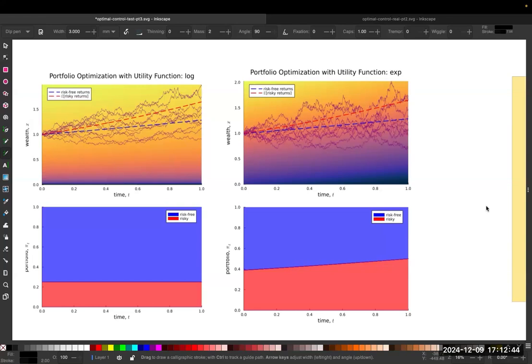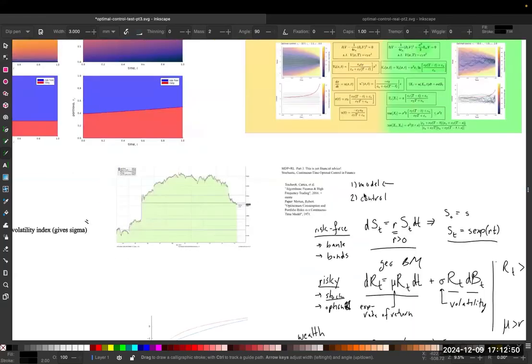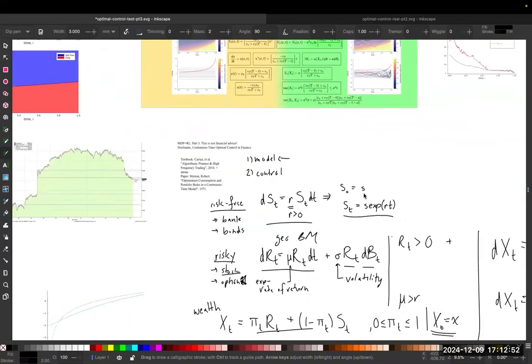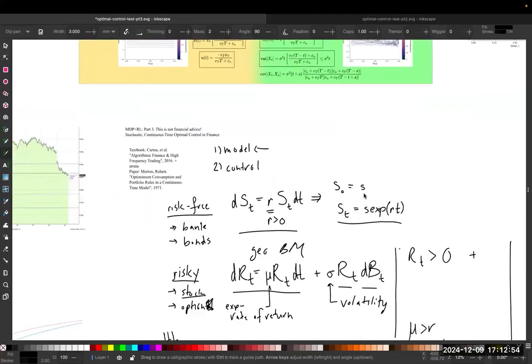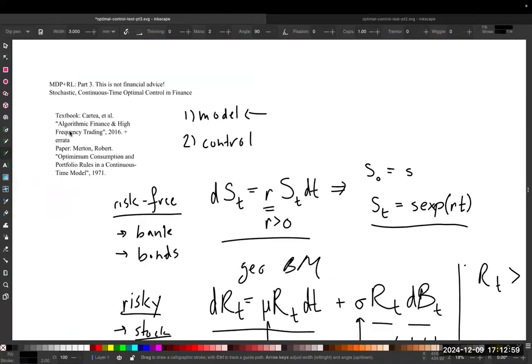I did include a book here, and it's been a pretty good reference, but honestly, this is the only finance reference that I've actually used. I just started being interested in this stuff this semester, and it's not my main research. But this is the textbook that I found.